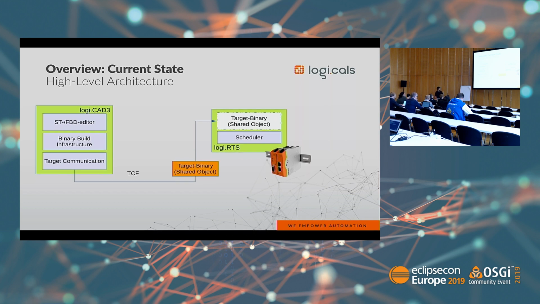The binary code that has been created using Logic 3 is transferred to the target system and loaded on a Linux system, for example. It is being loaded as a shared object to the application. And then it is executed according to the parameters that have been set in the PLC configuration. Try to keep in mind these three parts on the left, because these three parts already give us an idea of what the architecture in the cloud might look like.